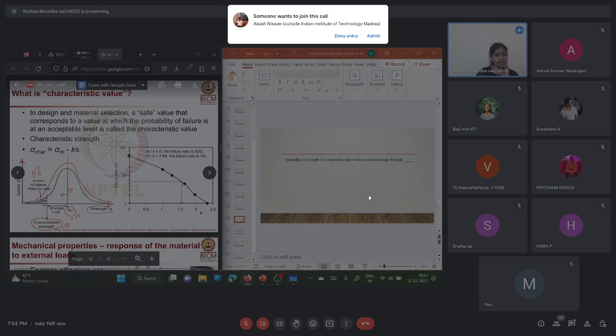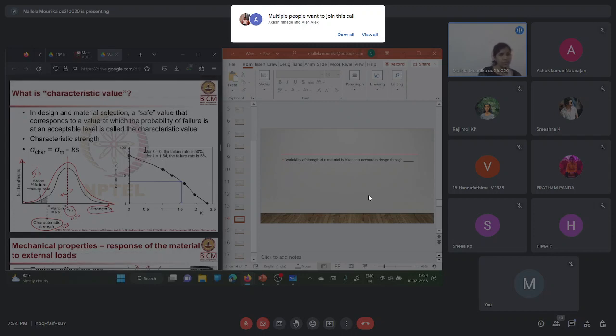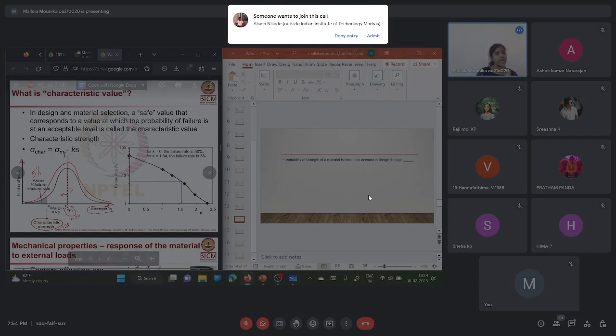So you can obtain the characteristic strength from the mean strength: mean strength minus K times S, where S is the standard deviation. Suppose you take the failure rate as 5% and want the characteristic strength of the material, then K is equal to 1.64. So the characteristic strength is equal to the mean targeted strength minus 1.64 times the standard deviation.